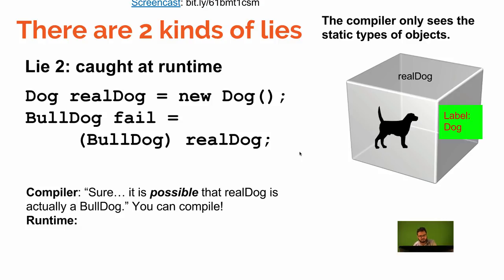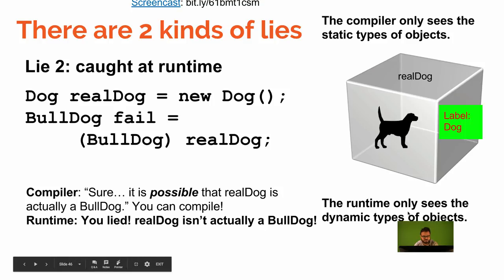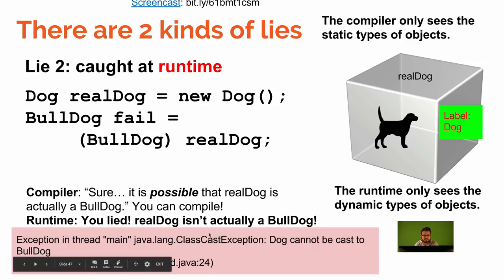Now what happens during runtime? Let's talk about our extended analogy to the runtime. At the runtime, there are no boxes. There are only the objects themselves. And so what happens is that the runtime sees the dynamic types of objects, and the runtime says, you lied. Real dog isn't actually a bulldog, right? We said that real dog is a bulldog, like the dynamic type is bulldog, but we lied. And so this is going to be a class cast exception.